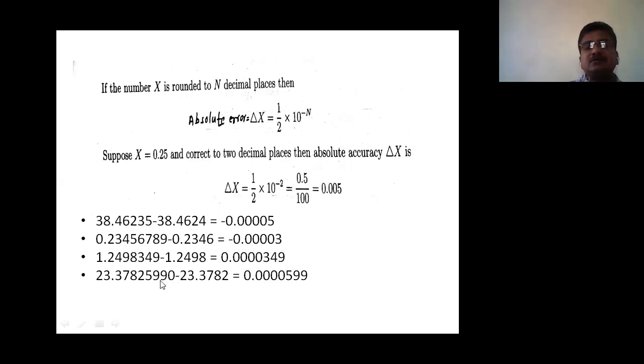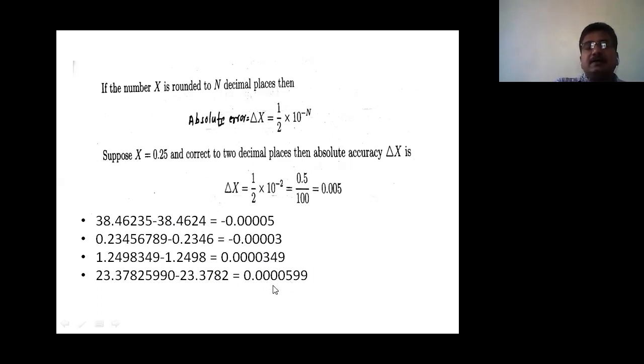This number is also rounded to four decimal places, and their subtraction or their difference is what? 0.0000 and 5 and something. Okay, so if we round up any number up to 4 decimal places, then the highest difference is what? 0.00005. Okay, so how can we write this?